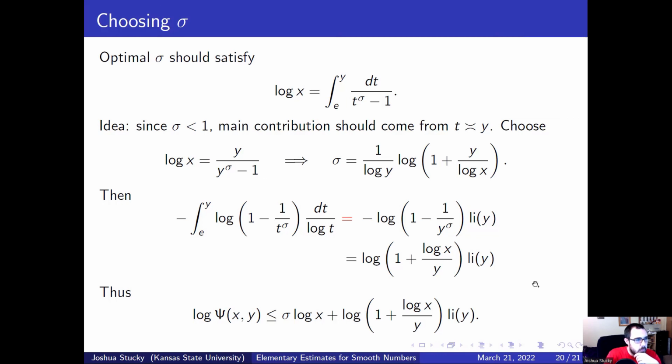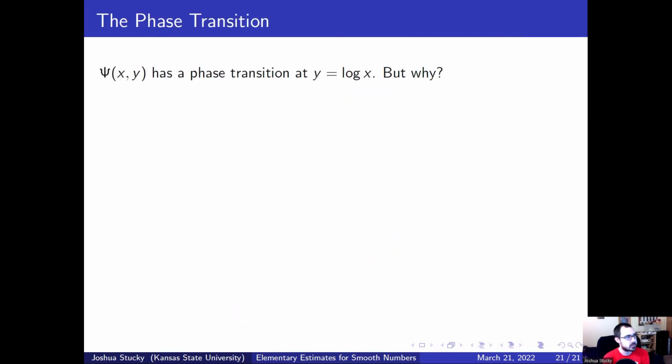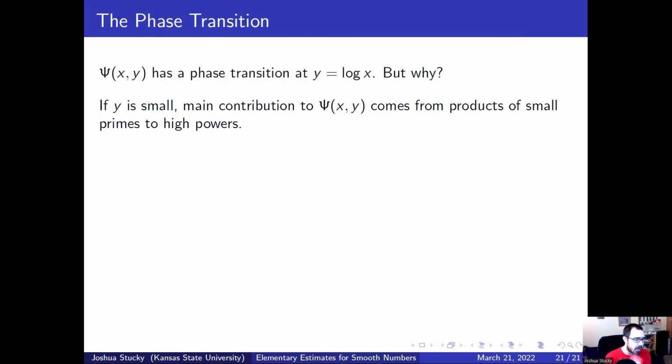Okay, so one last set of comments. I've shown you that this has this phase transition. Its asymptotic behavior changes around log x. Why should the asymptotic behavior change? The main reason is that if y is really small, then the main contribution to the count of the smooth numbers comes from products of small primes to very high powers, as it must come from that. That's the only thing that can contribute to the main term.